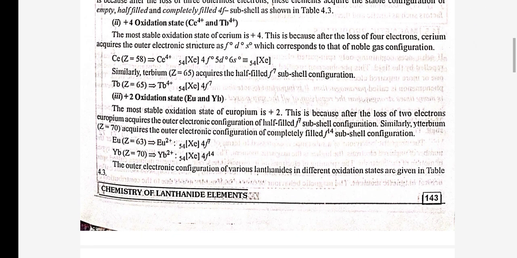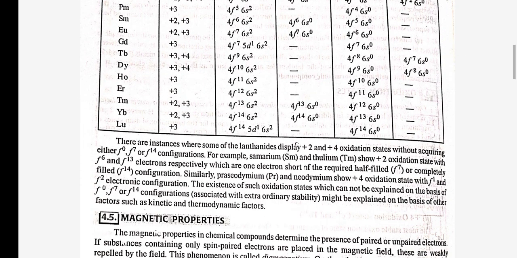+2 oxidation state. The most stable oxidation state of europium is +2. This is because after the loss of 2 electrons, europium acquires the outer electronic configuration of the half-filled f7 subshell configuration. Similarly, ytterbium acquires the outer electronic configuration of a completely filled f14 subshell. The outer electronic configurations of various lanthanides in different oxidation states are given in this table.